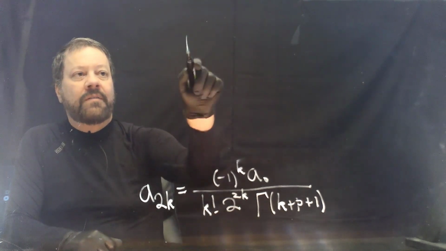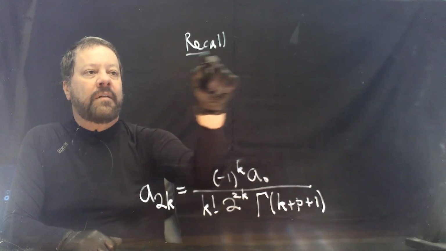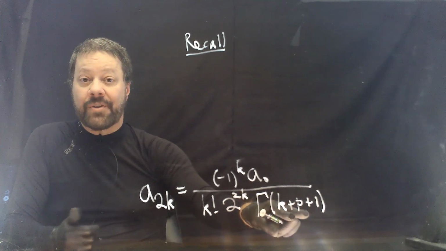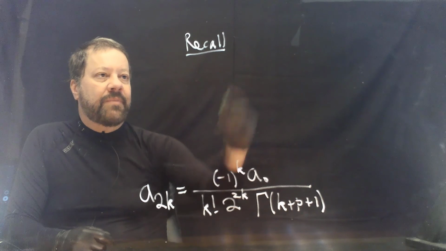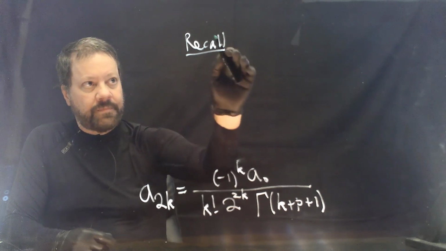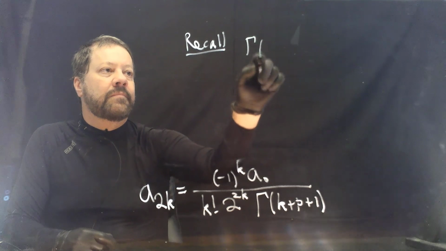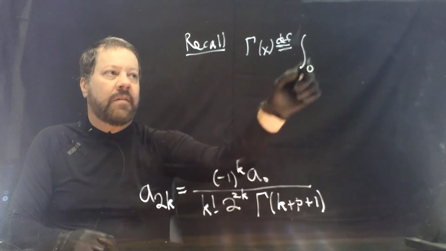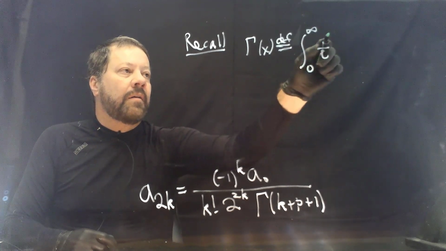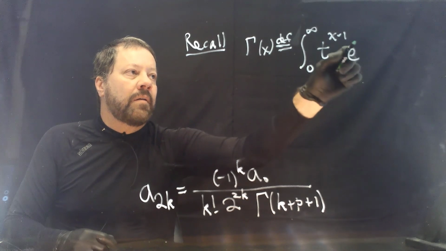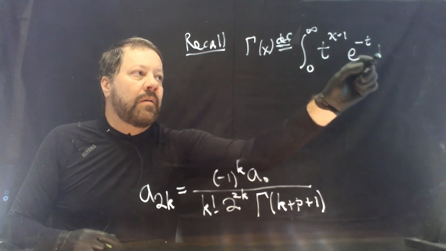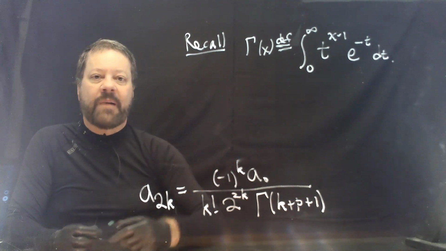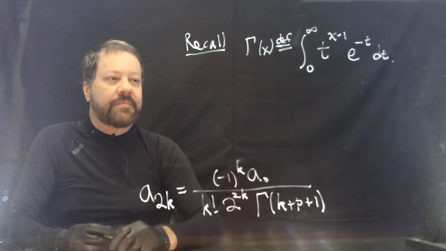You might recall that the gamma function extends the factorial over to numbers that are not integers, but perhaps real. And so by definition, the gamma function is given by this integral.